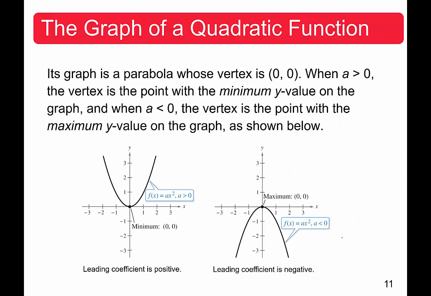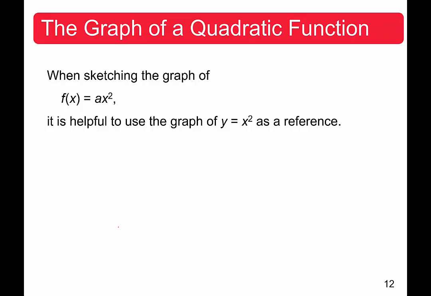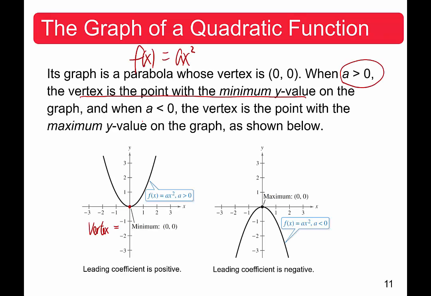Okay. So now again we're still talking about f of x equal to ax squared. And if a is greater than 0, that means the vertex is the minimum value, and we know that the minimum value is the origin, and the vertex is the minimum. And if a is less than 0, it opens downward, then the vertex is equal to maximum. The maximum occurs at 0, 0.